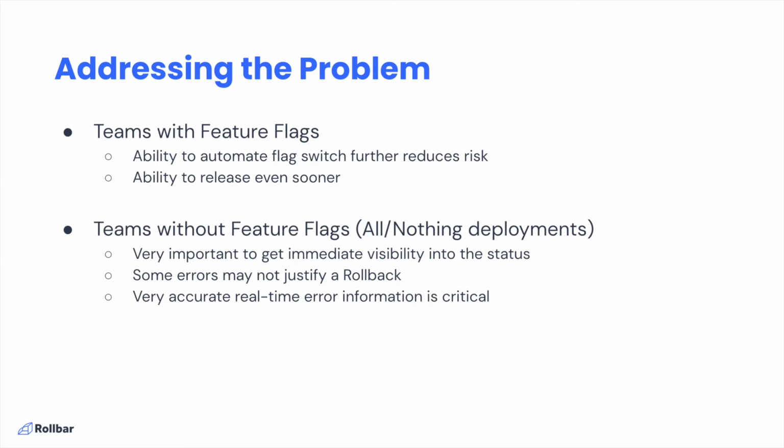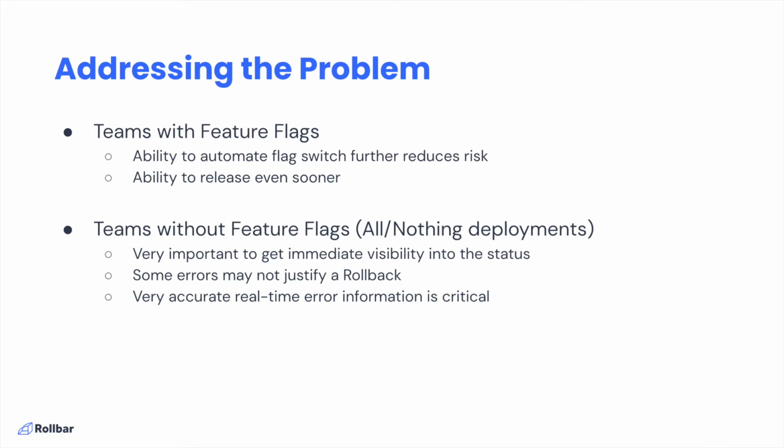But even for teams that do not have feature flags, Rollbar can provide a lot of value there. For both teams, insight into the problems that arise is crucial. Your feature flagging team is able to automate kill switches and things like that to help reduce the impact. You can use Rollbar and its LaunchDarkly integration to automatically toggle those flags.